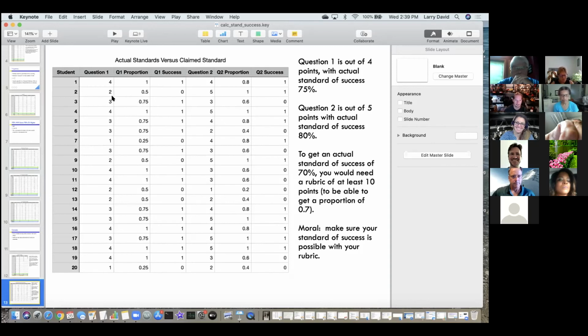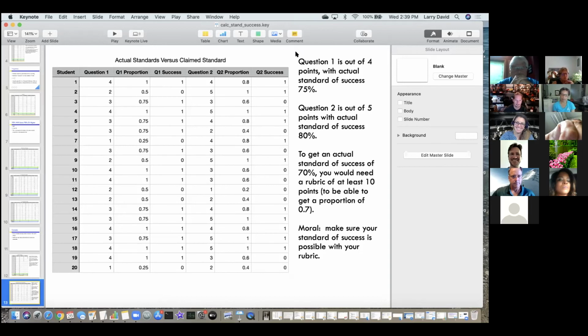If you're using a 4-point rubric, you might as well say your standard of success is 75% because that's what it actually is. Likewise, if you're using a 5-point rubric, it's kind of counterintuitive because 5 points should be better in some sense, more detailed, but actually it's worse just because of the way the numbers fall out. You're really using an 80% cutoff. You would say 70% is a success, but really it's got to be 80%. Because you cannot get 70% here.